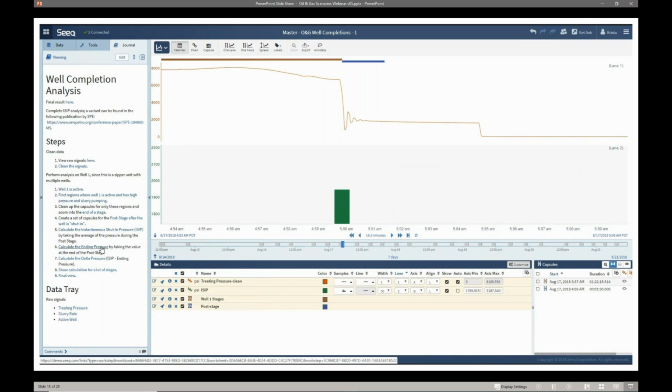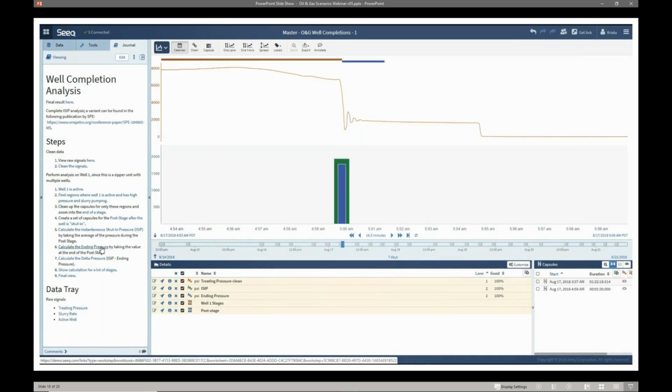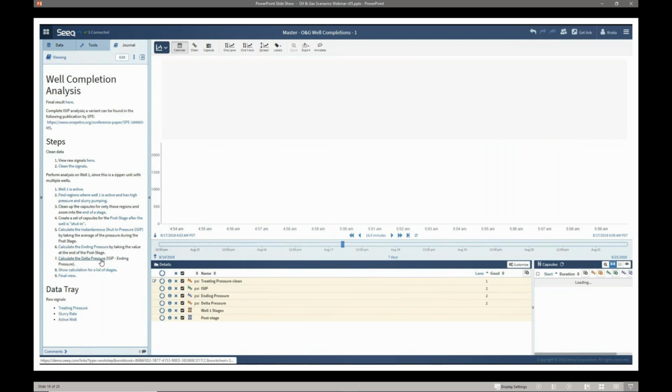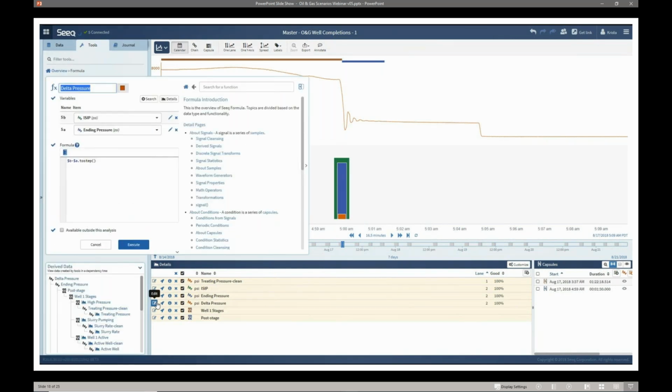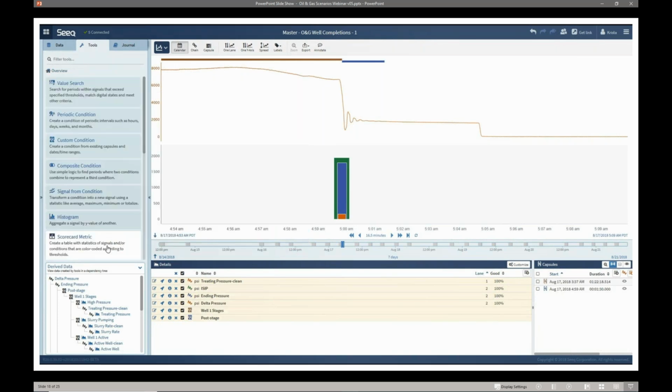The next thing I'll do is calculate the end pressure, once again using that same signal from condition tool we just used to calculate the instantaneous shut-in pressure. Finally, I can calculate a delta between those as the item that I ultimately want to monitor. Here I'm taking the delta between my instantaneous shut-in pressure and the ending pressure.